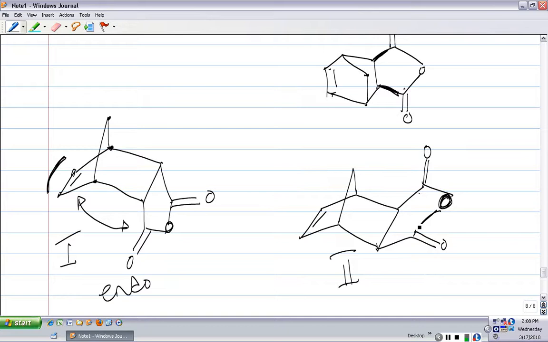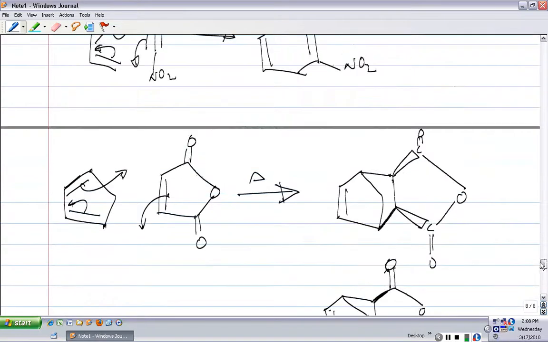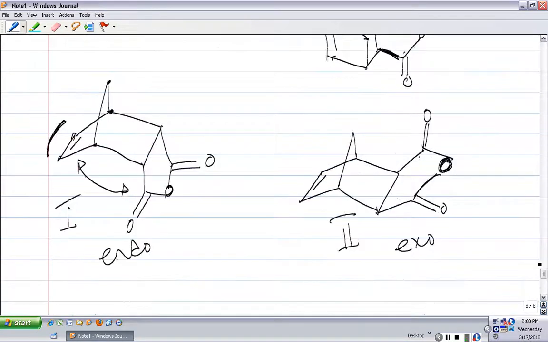In my compound 2, my substituent is pointed away from the bigger bridge. So the big bridge is pointing down, and the substituent is pointing up. So my substituent is pointing away from my big bridge. So this is the exo compound. So I have the exo compound and the endo compound that are formed when cyclopentadiene reacts with succinic anhydride. I make the cis species. It just turns out that I have two different cis species: I have the endo compound and I have the exo compound.